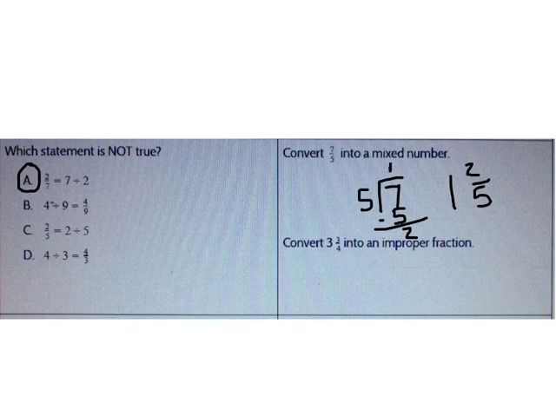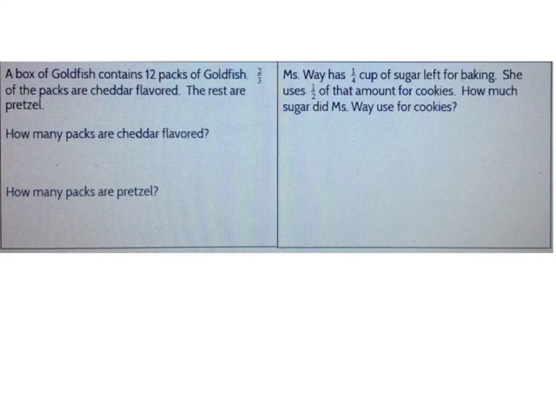Convert 3 3/4 into an improper fraction. Remember, to convert a mixed number into an improper fraction, multiply the whole number times the denominator. There are 3 groups of 4 pieces. What's 3 times 4? It's 12. Then add the numerator. What's 12 plus 3? It's 15. The denominator stays the same. 3 3/4 is the same as 15/4.